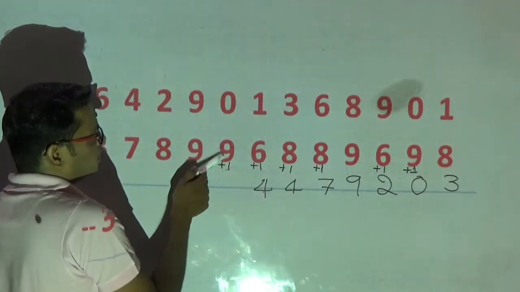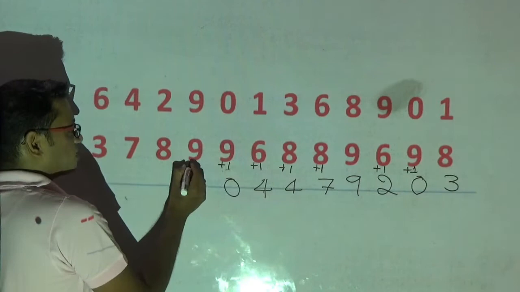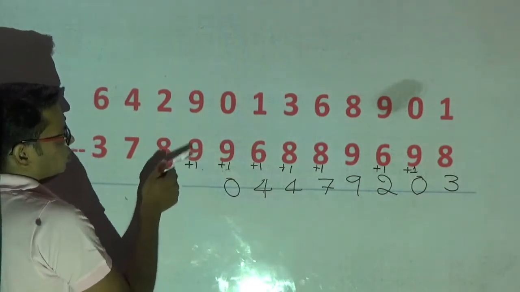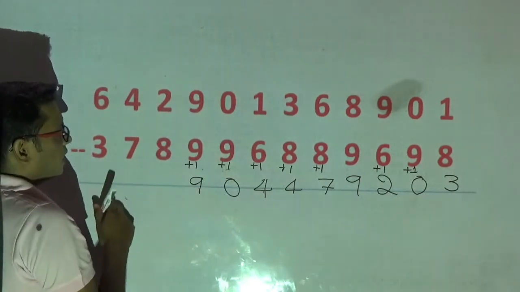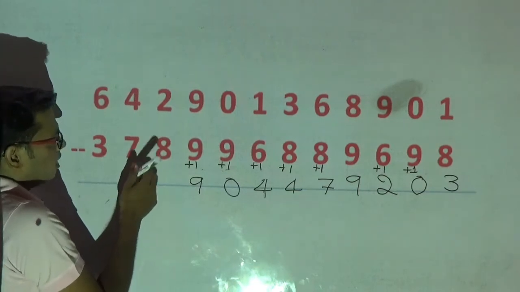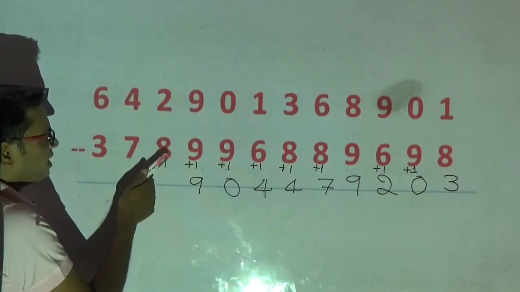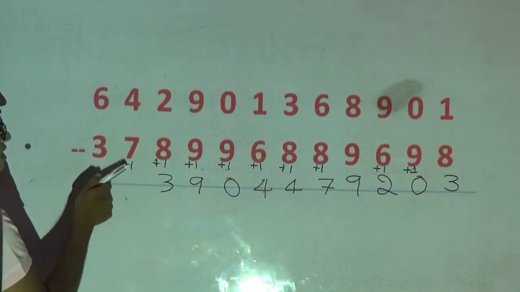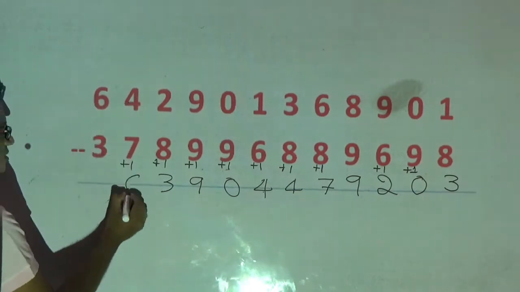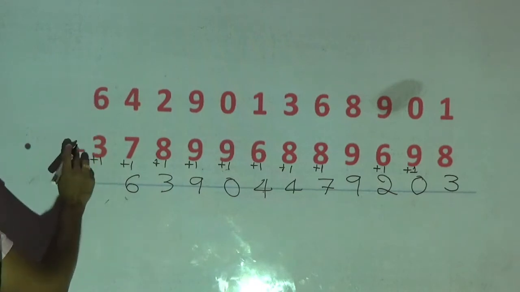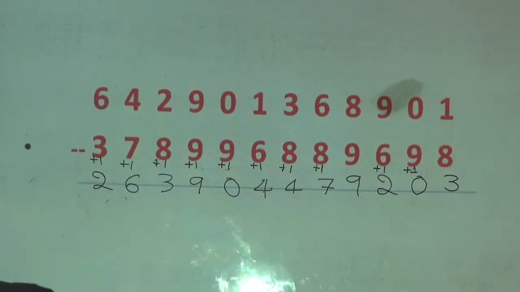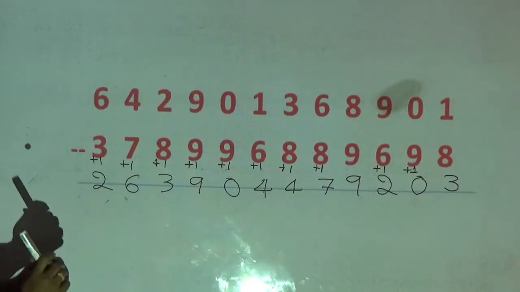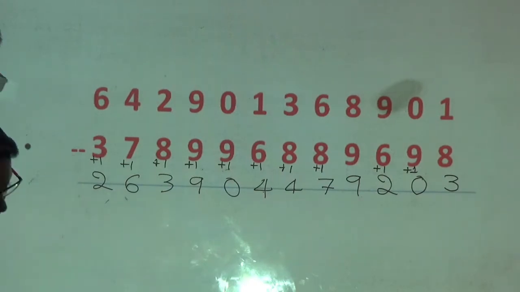10, 10 minus 10, 0, 0 plus 0, 0. Increase this number by 1. 10, 10 minus 10, 0, 0 plus 9, 9. Okay, now here, plus 1, 10 minus 9, 1, 1 plus 2, 3, plus 1 here, 10 minus 8, 2, 2 plus 4, 6, plus 1, 6 minus 4 possible, so that's my answer. 263-90-44-79-203, hope you have understood.